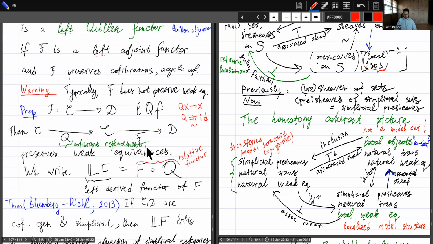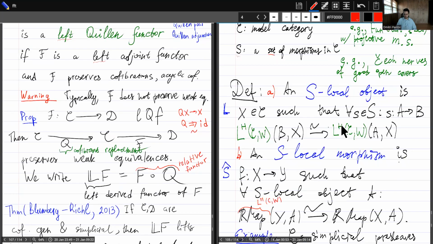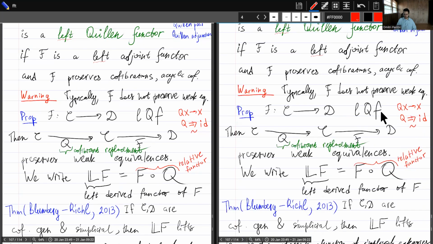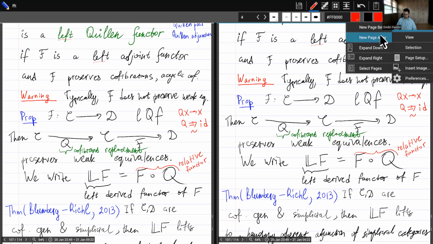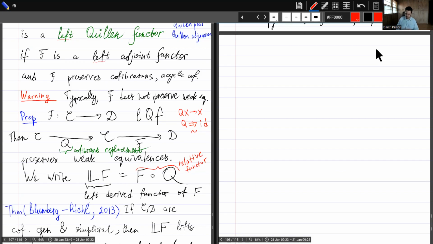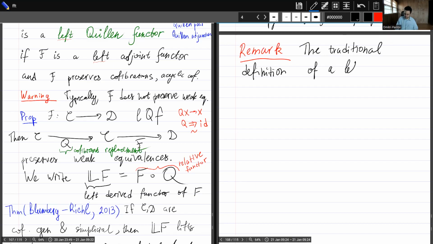Maybe I should have mentioned that there is a traditional definition somewhere here. You will see a lot of such types of definition in the literature, so maybe I should say a remark, which is basically the traditional definition of a left-derived functor.